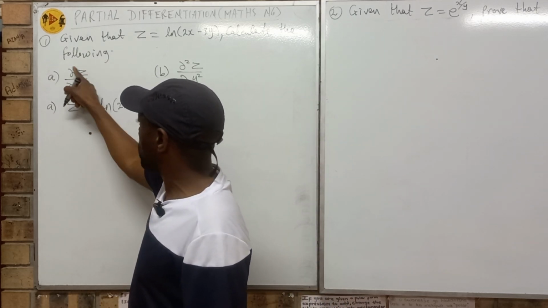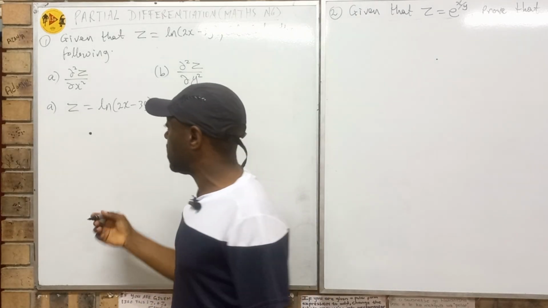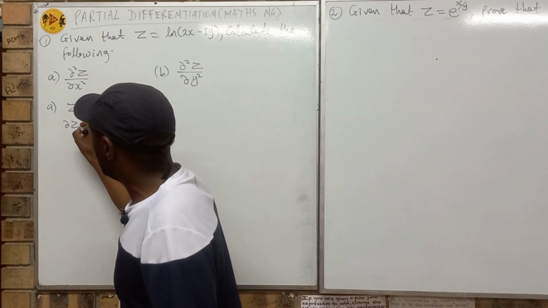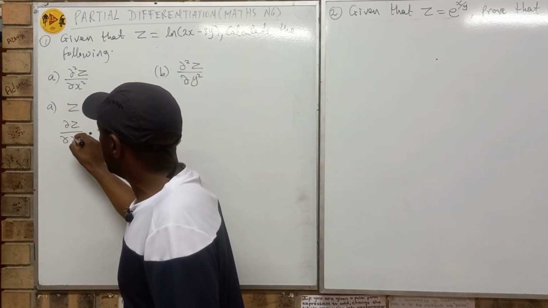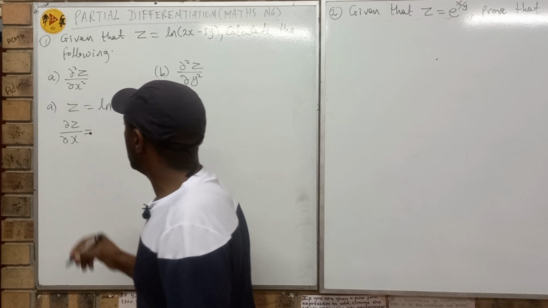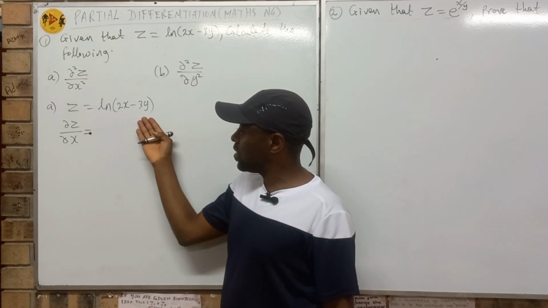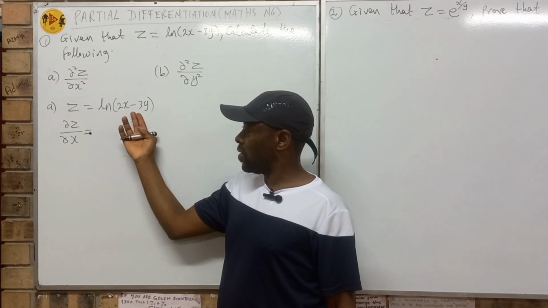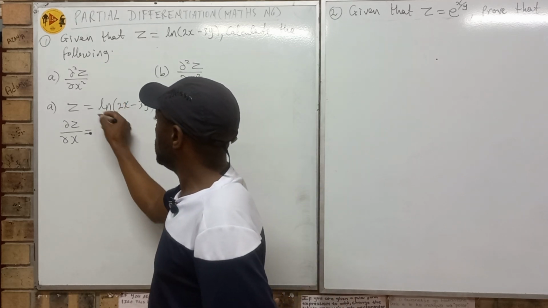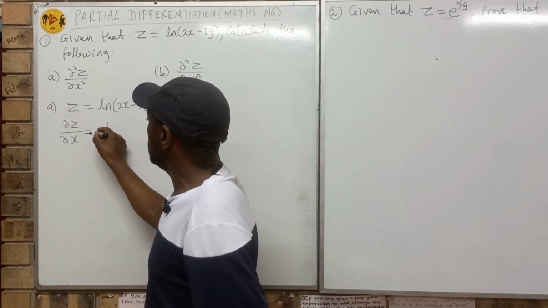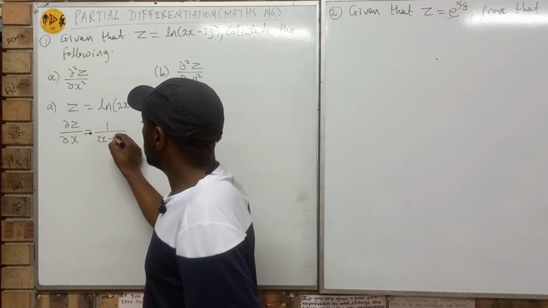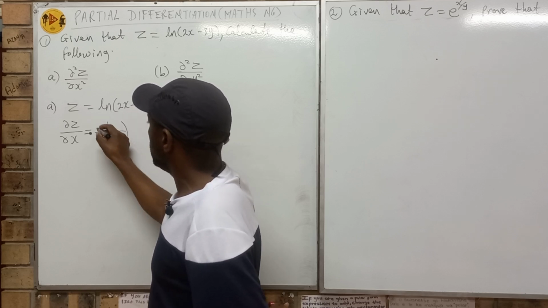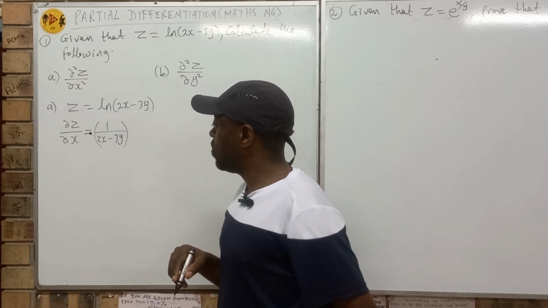If I need the second derivative, obviously I start with the first. So I'll get the first derivative with respect to x. So this tells me that I have to differentiate this with respect to x. I'm looking at this as a function of a function. So when I differentiate ln, it gives me 1 on 2x minus 3y. That's what ln will always give you.